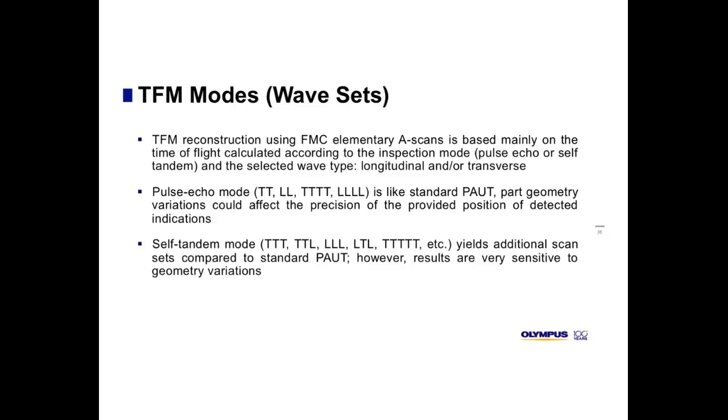Self-tandem mode, 3T, TTL, LL, etc., yields additional scan sets compared to standard phased array. However, results are very sensitive to geometry variation. So if in pulse echo mode I say that variations could affect the accuracy of the position, however, it won't affect the detection itself. In self-tandem mode, the variation of the geometry could affect the detection. We will see that later.